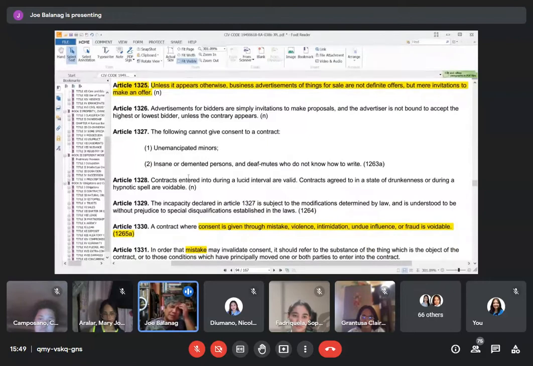The problem is kasi, ladies and gentlemen, how do you prove that it was a lucid interval? Yun ang problema. And that is a question which has vexed law and psychologists and psychiatrists. So just remember this, because not every contract involving an insane or demented person is void because of lack of consent. Because the demented person or the insane person may have a lucid interval, and it does happen. I can tell you that from personal experience, but it's very hard to determine or to prove it in court.